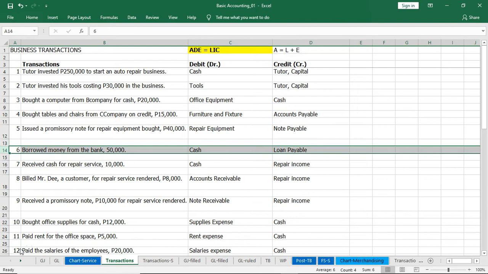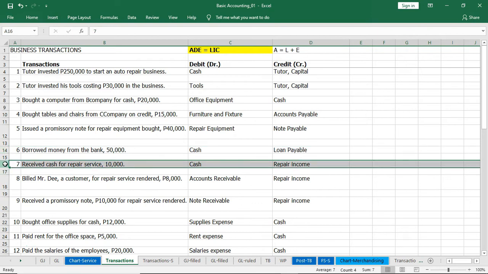Alright, sixth transaction, borrowed money from the bank, $15,000. So, nangutang ng pera sa bangko. So, nagkaroon sila ng cash, diba? So, increase in asset. So, debit to cash. Tapos, tumaas din yung kanilang utang kasi nangutang sila eh. So, increase in liability, credit to loans payable.